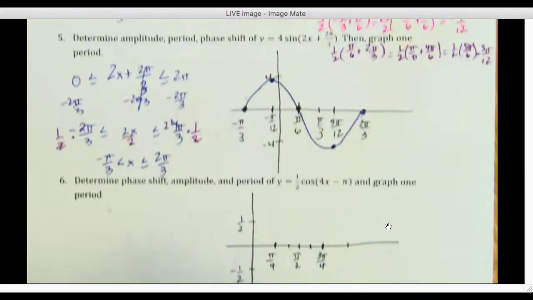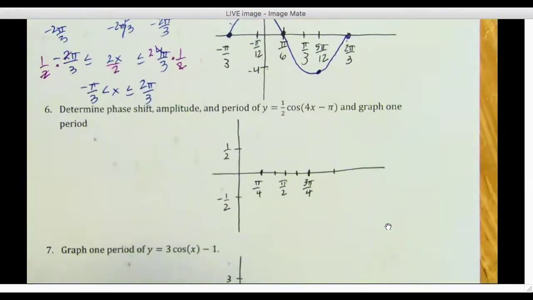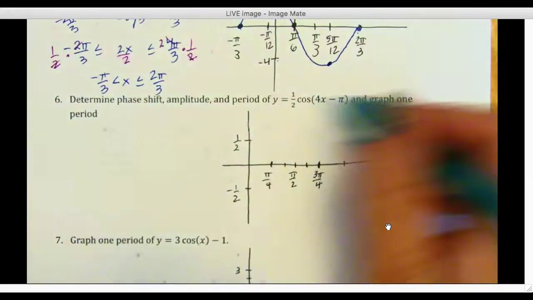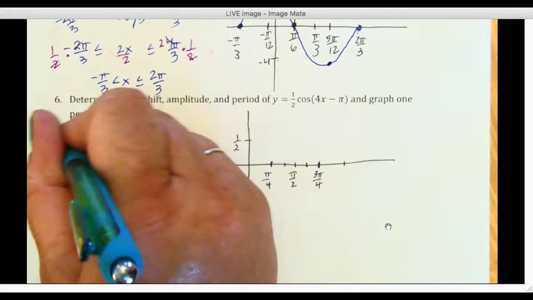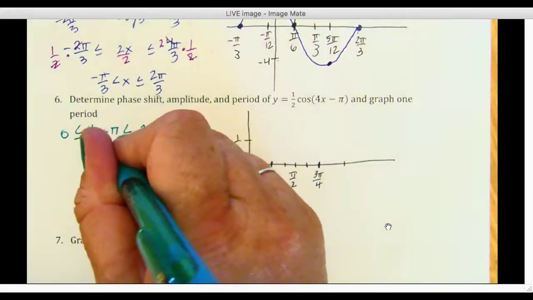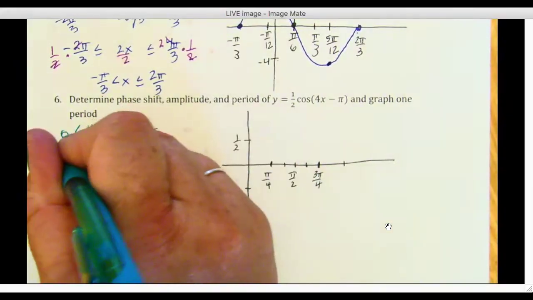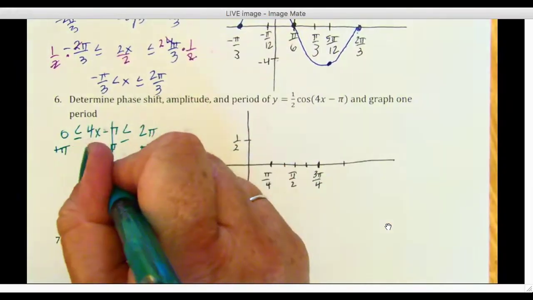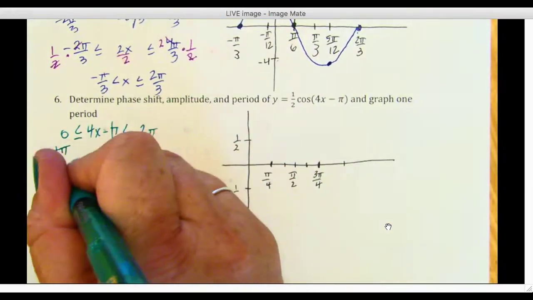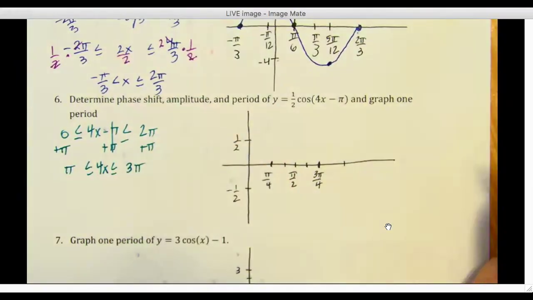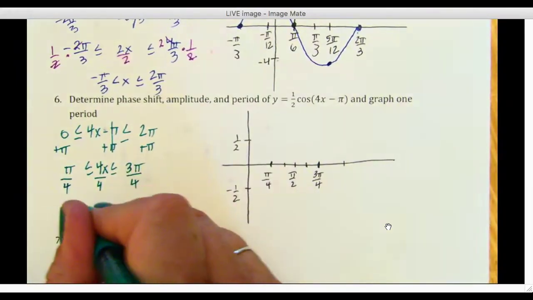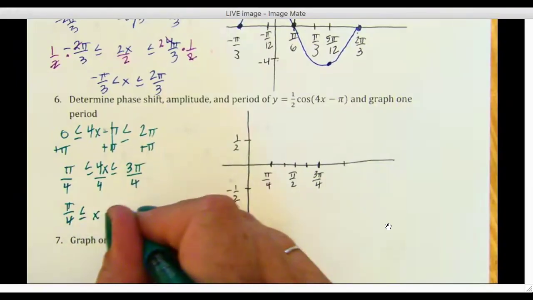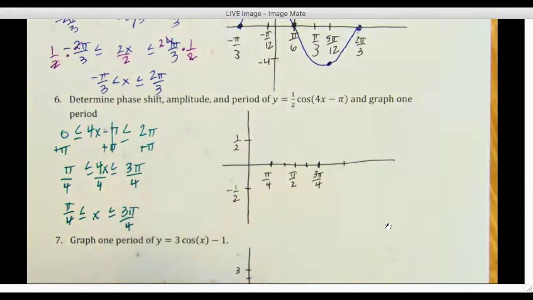All right, the next example, we have cosine, and it also has a phase shift and all kinds of different changes on it. So I have 4x minus pi, and it's normally between 0 and 2 pi. I'm going to add pi, and that is gone, and I have 4x between pi and 3 pi. And dividing by 4, that gives me pi over 4 and 3 pi over 4. So that's my start and my end for this cosine function.